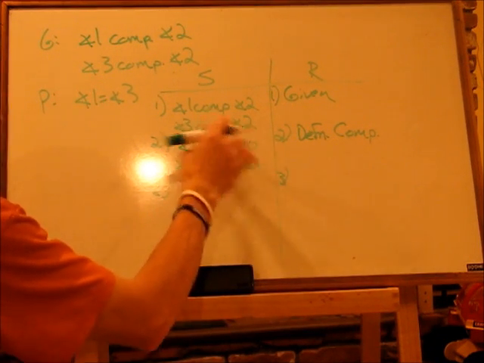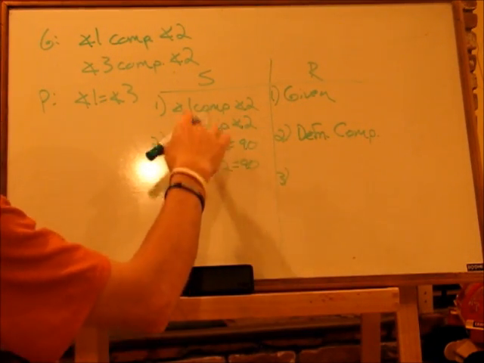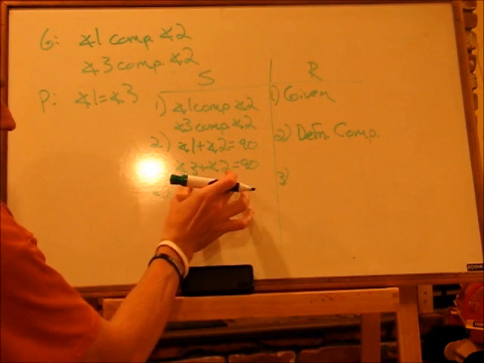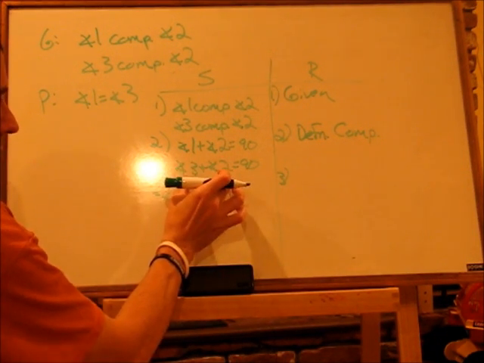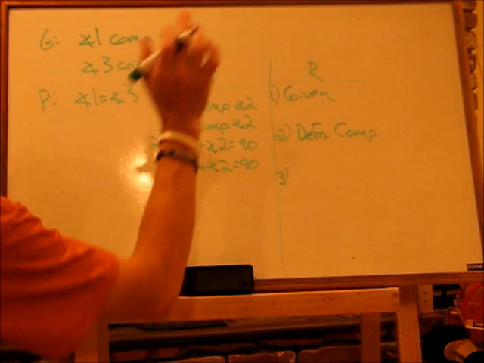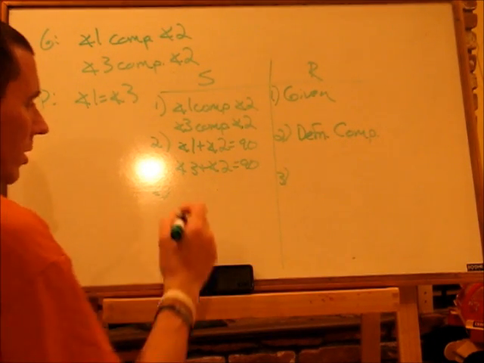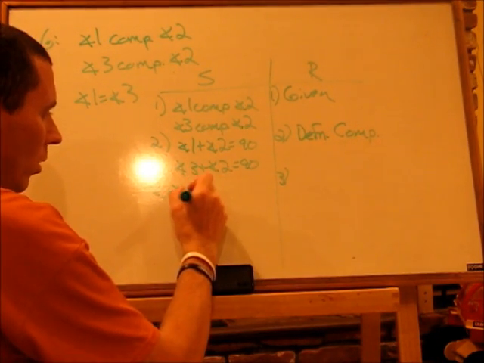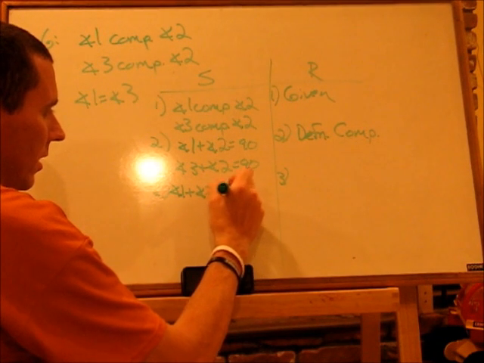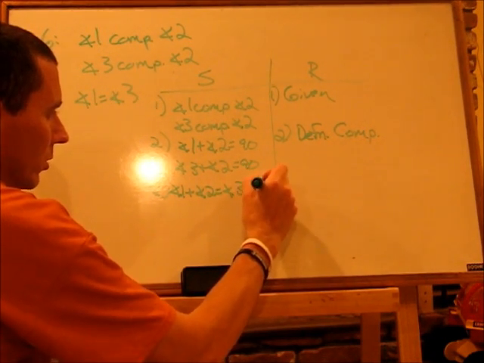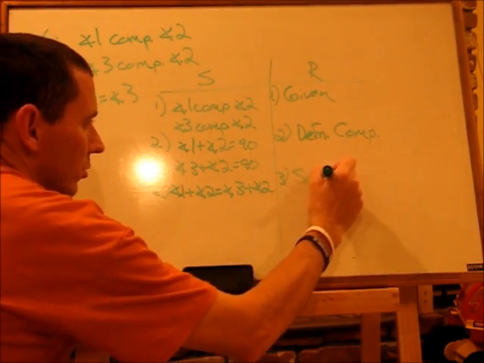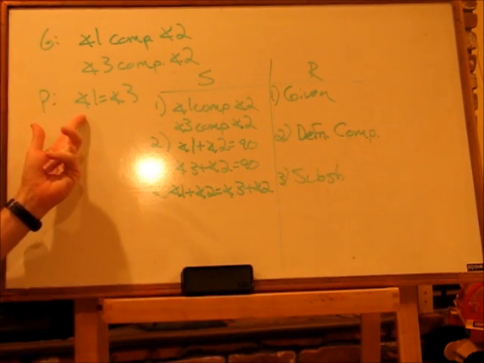If this stuff equals 90 and this stuff equals 90, what's true about the stuff? Again, by substitution, I can take angle 3 plus angle 2, and wherever I see 90 in another equation, I can substitute it in its place. Angle 1 plus angle 2 equals angle 3 plus angle 2. Substitution.